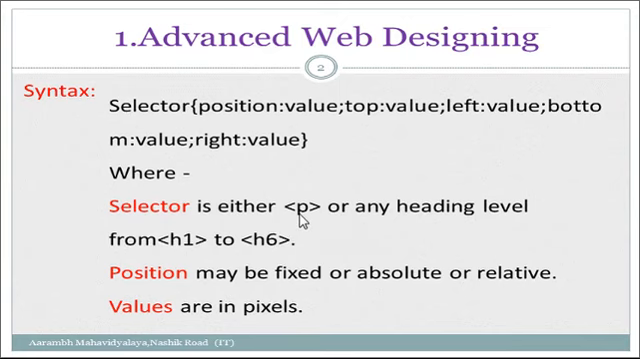Selector may be either P, that is paragraph tag, or the heading levels from H1 to H6. Then position. Position having value, that is fixed, absolute or relative. We will see in detail in next slide. Then top value, left value, bottom value and right value. All these values are in pixels.